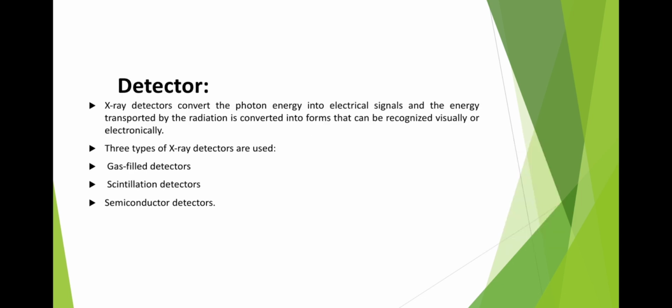Lastly, we have the detector. X-ray detectors convert the photon energy into an electrical signal, and the energy transported by the radiation is converted into a form that can be recognized visually or electronically. Three types of X-ray detectors are used. The first one is the gas filled detector, the second is the scintillation detector, and the third is the semiconductor detector.